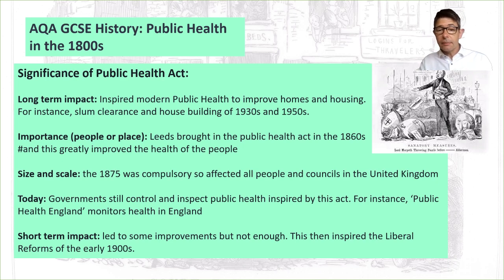Size and scale. The 1875 Act was compulsory, so affected all the people across the United Kingdom over the next decades. Today, governments still continue to develop public health, and they control it, and they try to interfere in people's lives to improve people's health. Now we have something called Public Health England, which monitors public health and ensures it's of a good quality.